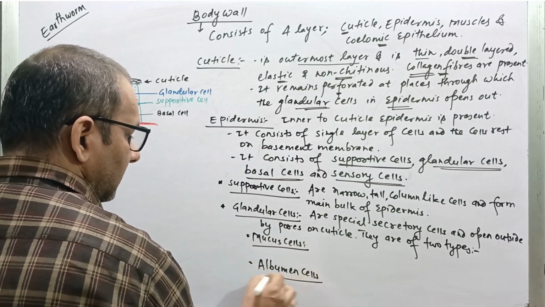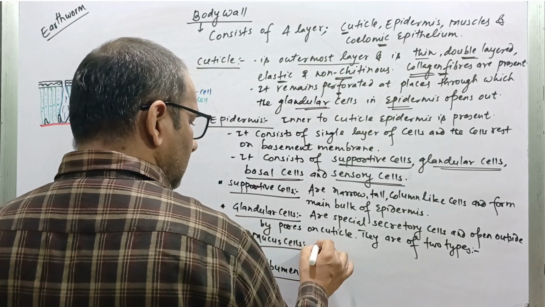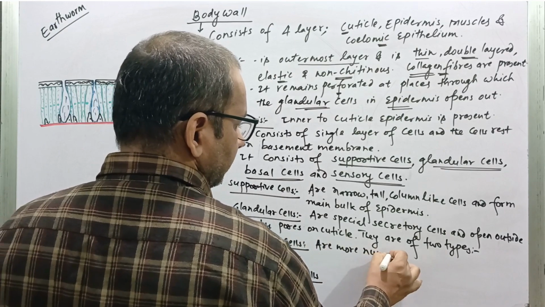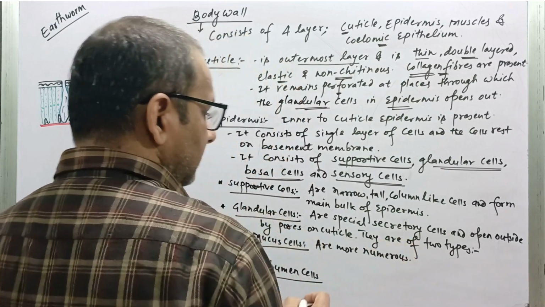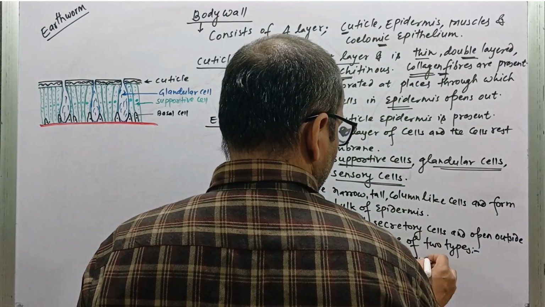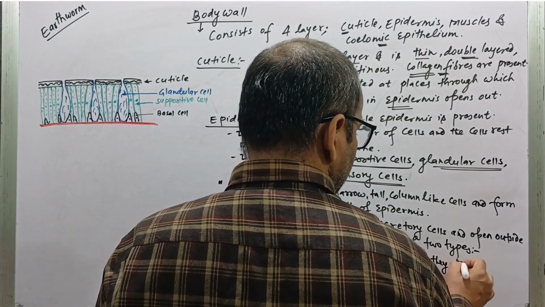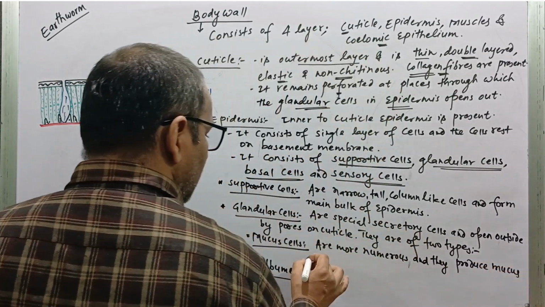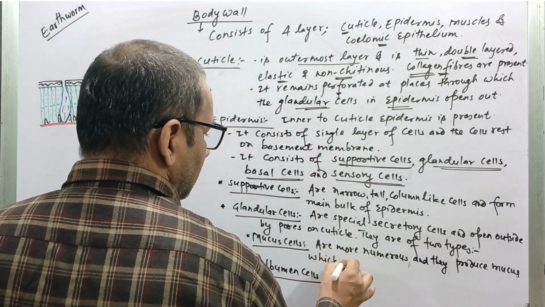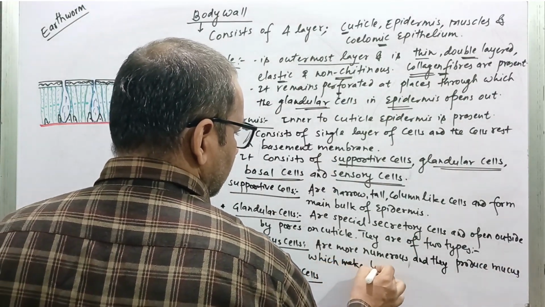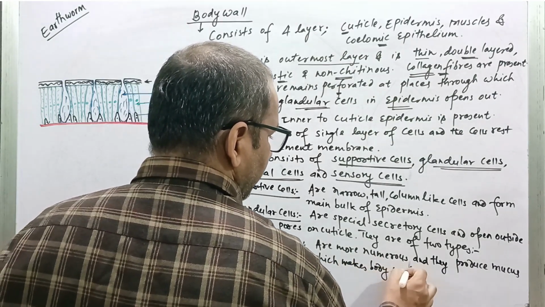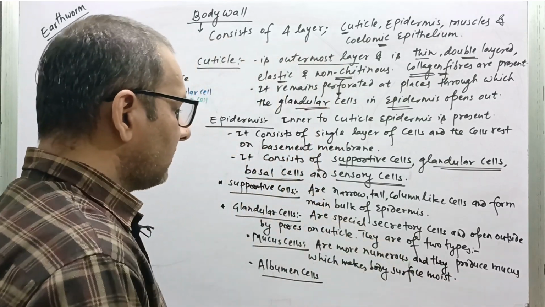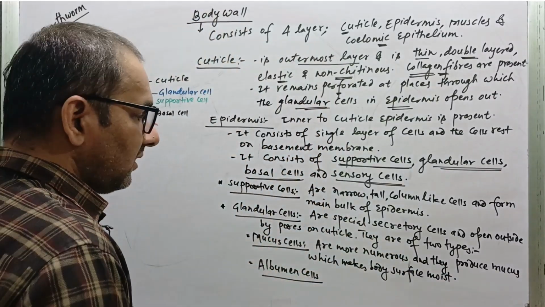albumin cells. The mucus cells are more numerous and they produce mucus which makes body surface moist and also helps in plastering of the burrows. We discuss about that in functions of the body wall.